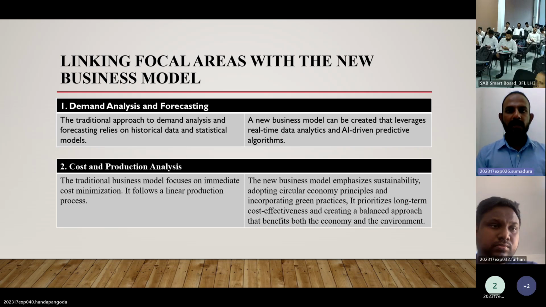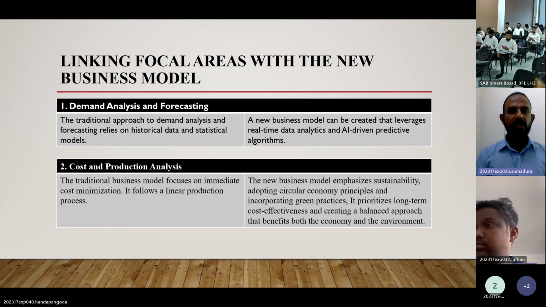Now let's see how we link focal areas with the new business model. First, let me start with demand analysis and forecasting. Traditionally, we look at past data and used math to predict what people would want. But now we have a new approach. We are using real-time data and smart computer algorithms to tell us what the demand is before anyone else knows. This helps us plan better.